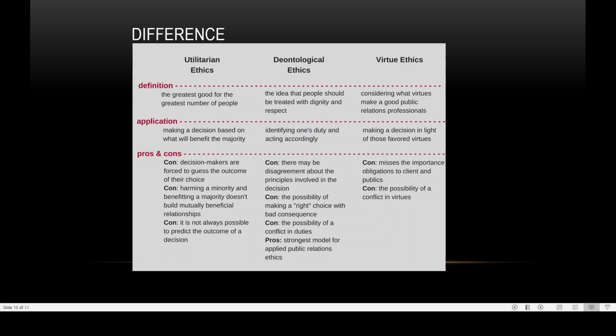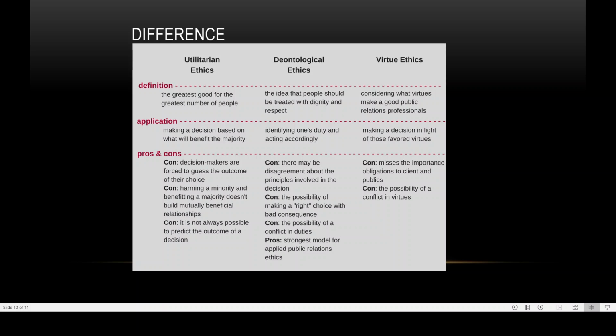Right. Now let us look at differences between utilitarian ethics, deontological ethics, and virtue ethics, which we'll discuss in the next class. But let us study from a differences perspective. What is the definition of utilitarian ethics? Utility means usefulness, the greatest good for the greatest number of people. Deontological ethics emphasize that every human being should be treated with dignity and respect. Humans should not be used as a means to an end. And virtue ethics talks about virtues. If you have good virtuous principles, you become ethical.